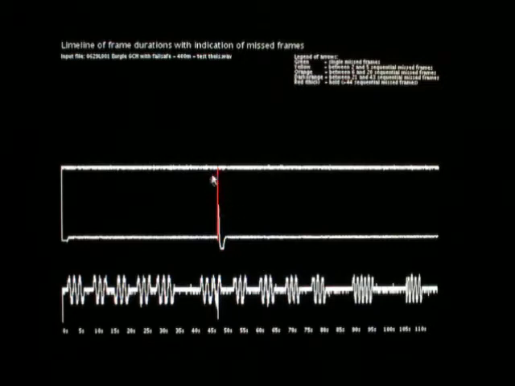Now here is a small anomaly. That's on the rhythm detection. I'll show you on the next graph what's happening.